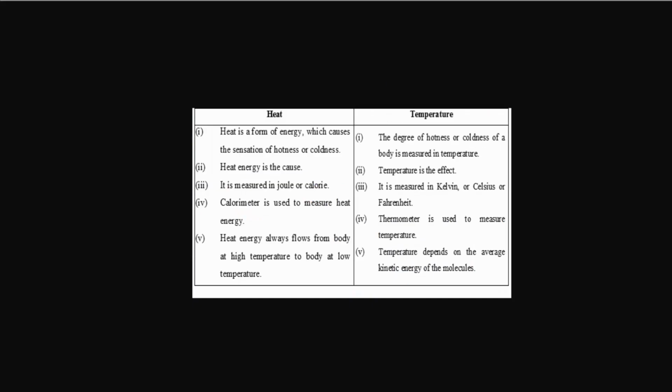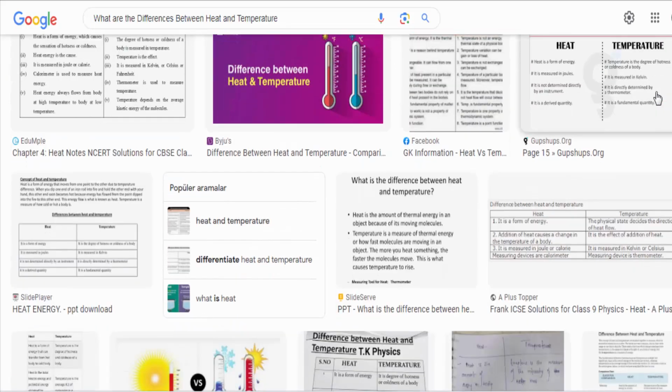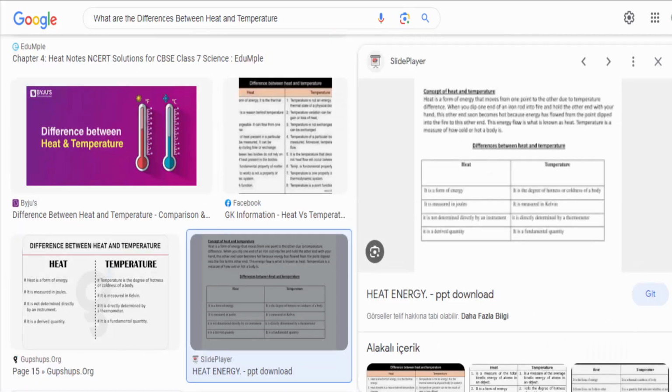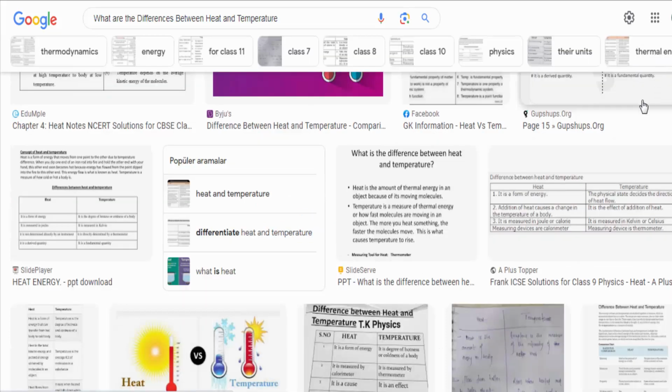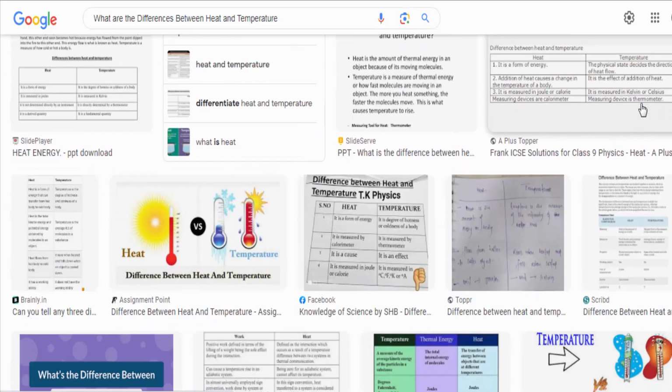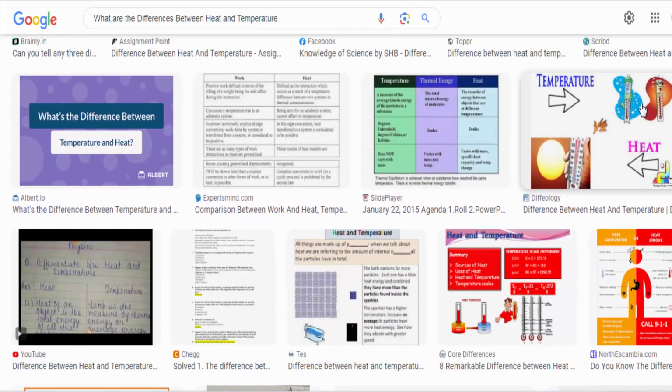Effect on matter. Heat. The transfer of heat can change the internal energy of a substance, causing its temperature to rise or fall, or even change its state, e.g., melting, boiling. Temperature. Temperature affects the physical properties of matter, such as its expansion or contraction, but does not directly cause energy transfer or state changes.